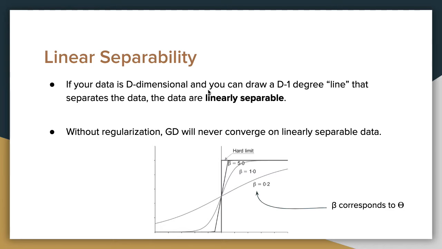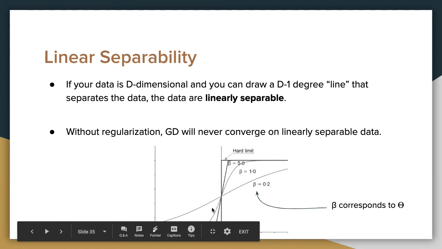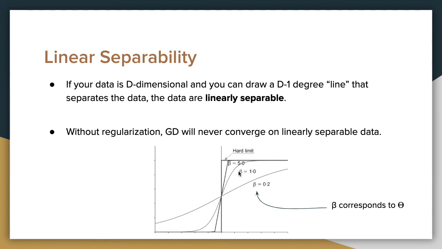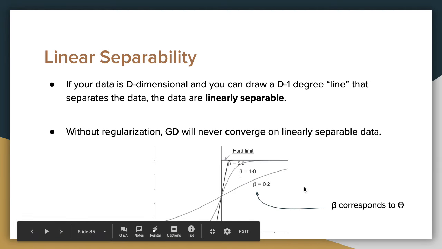And then one true statement about linear separability that sometimes shows up on exams is that if you don't have regularization, gradient descent will never converge on linearly separable data. The reason is related to this picture. Here beta just corresponds to theta. I just got this image off of Google, so I wasn't able to find something with theta, but it has beta in it.